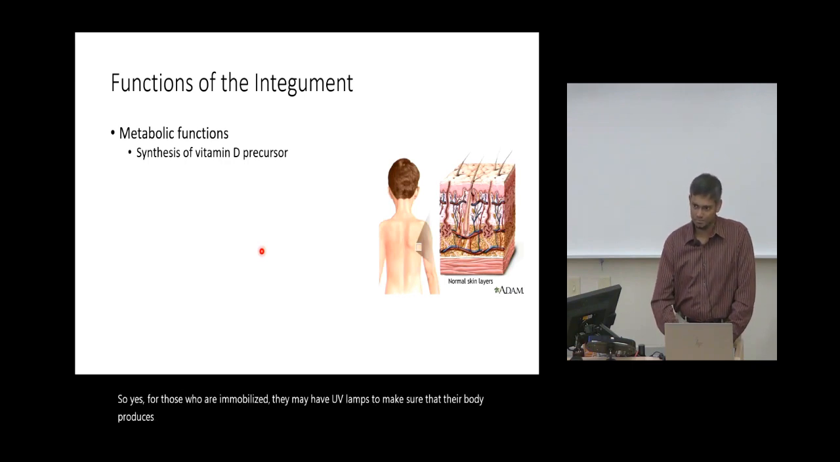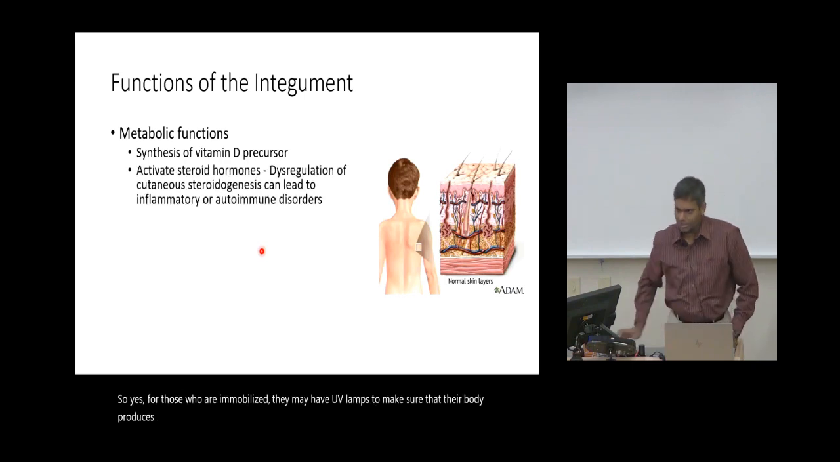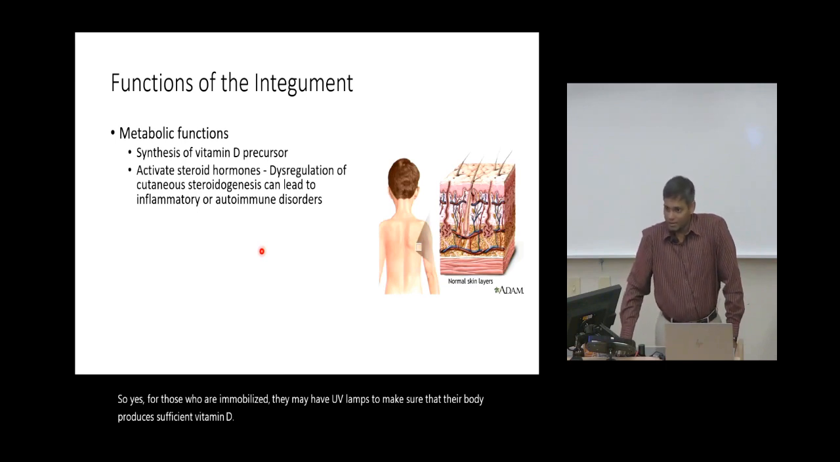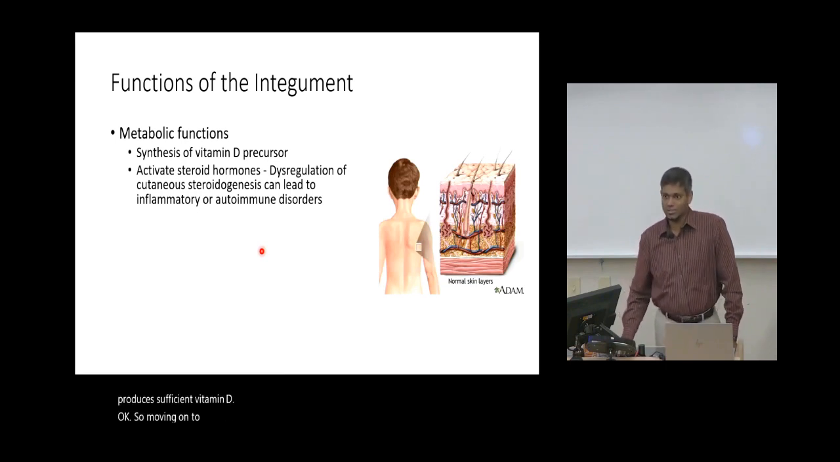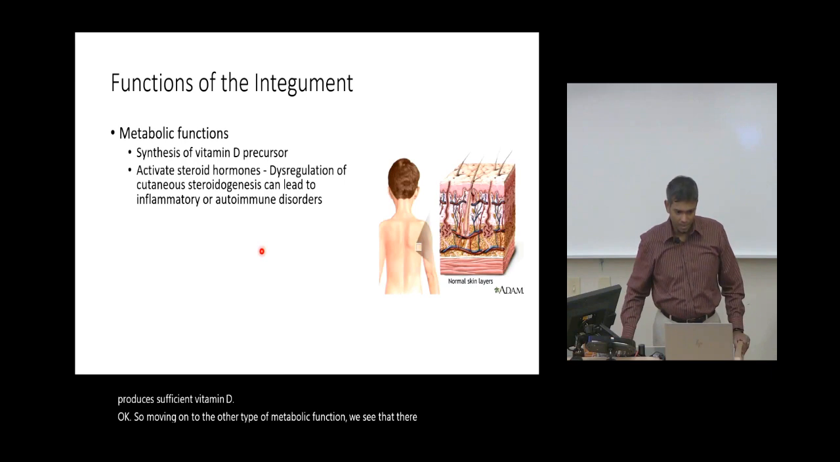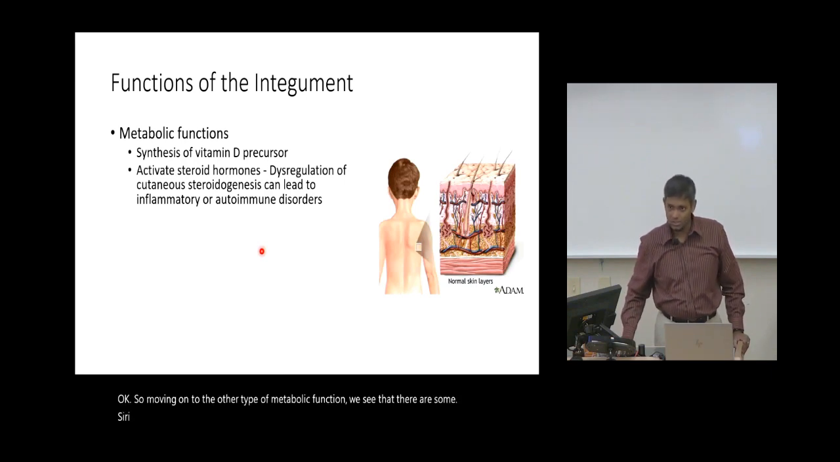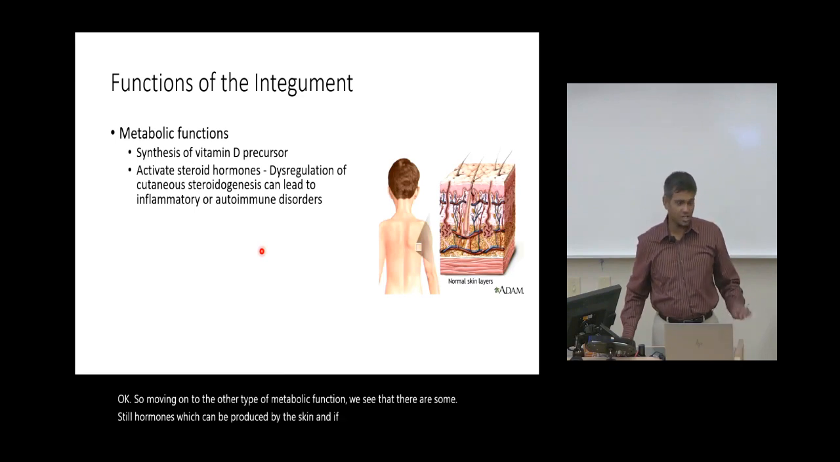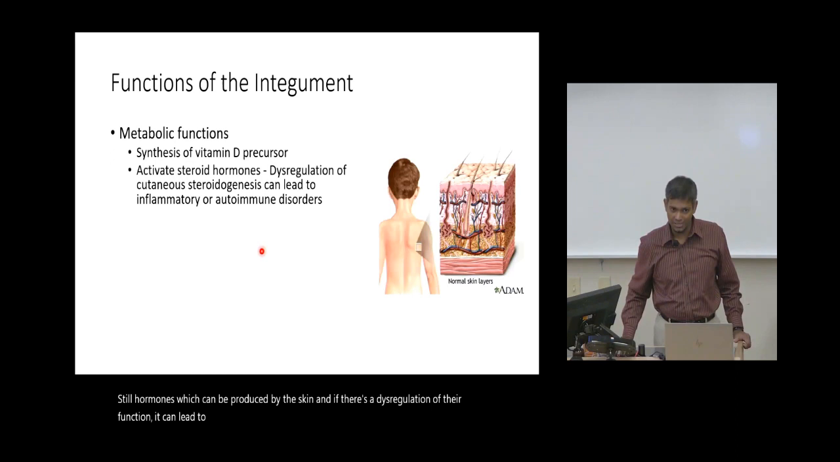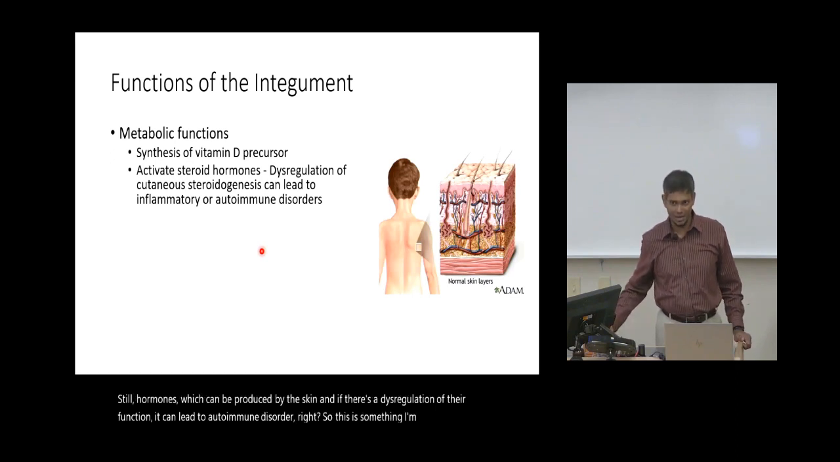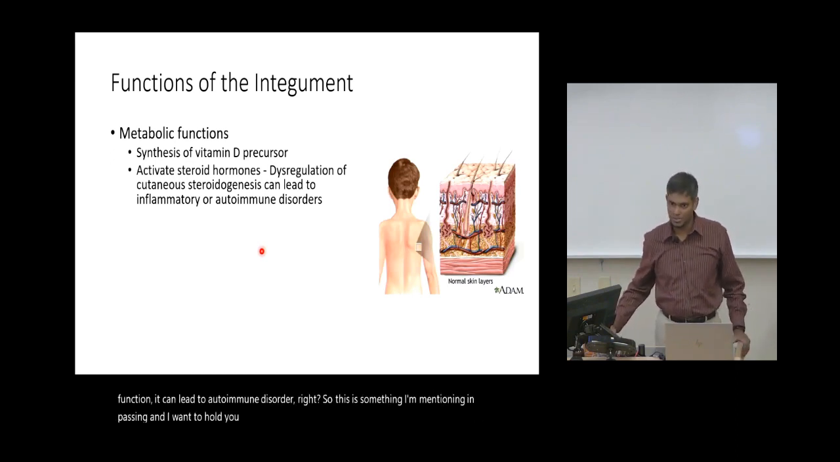So yes, for those who are immobilized, they may have UV lamps to make sure that their body produces sufficient vitamin D. Okay, so moving on to the other type of metabolic function, we see that there are some steroid hormones which can be produced by the skin, and if there's a dysregulation of their function, it can lead to autoimmune disorder.